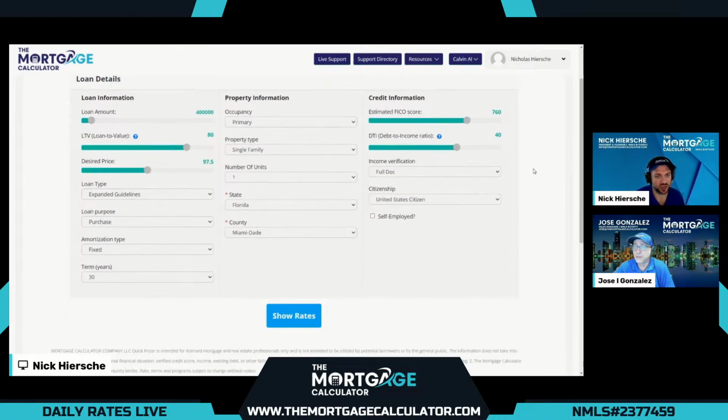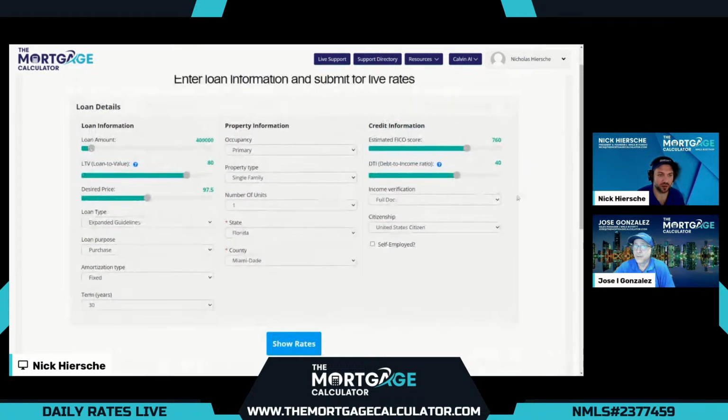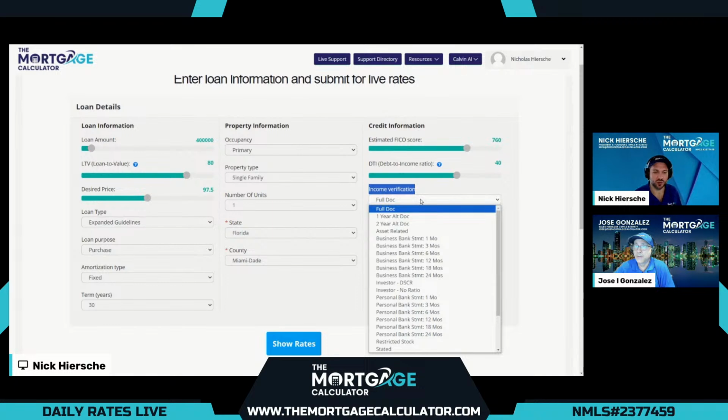So when we select this option, everything else will stay the same, but now we have a new box that pops up where we can change the income type. So full doc is what we use for FHA and conventional. That's 2 years of tax returns. So if our customer doesn't qualify with 2 years of tax returns, we'll use one of these other options.